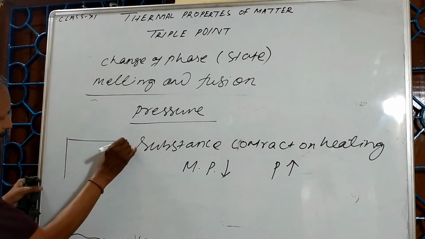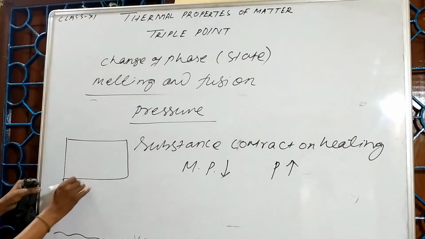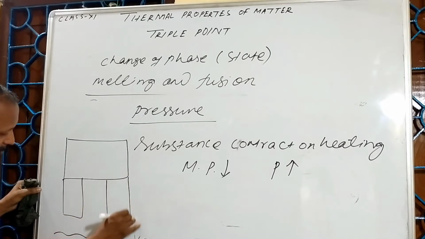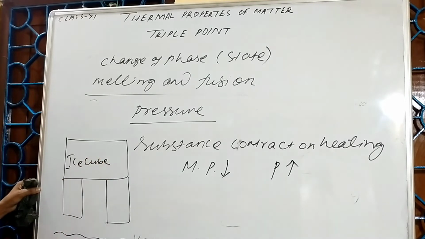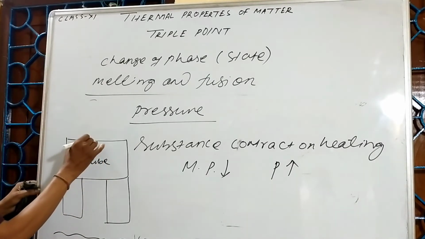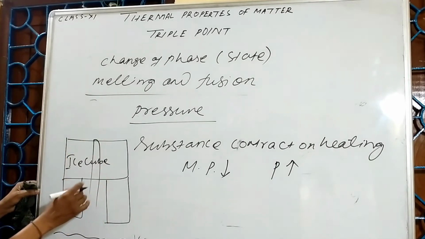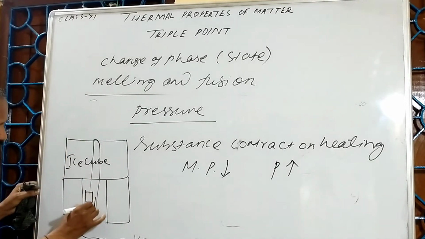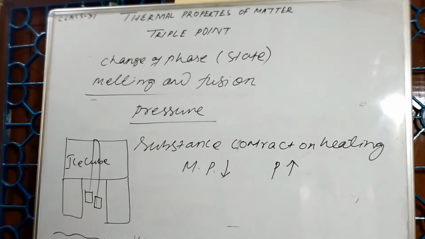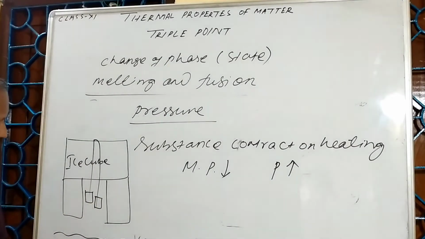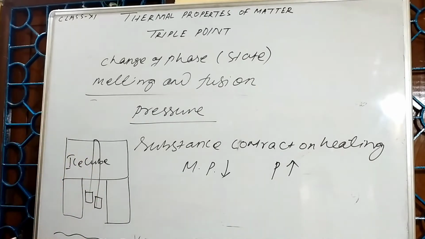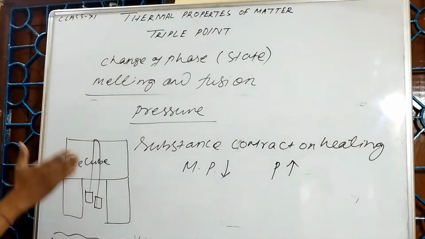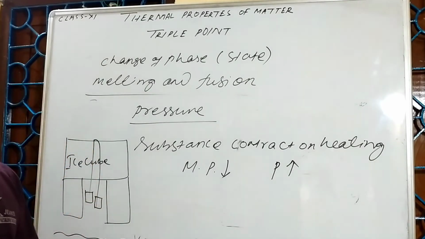Suppose this is an ice cube. You have placed it on the help of a supporter. Now you take one thin wire. That wire you hang here with the help of a certain weight. It is a very thin but strong wire. You have applied a certain weight, which means it is applying some pressure on the ice.